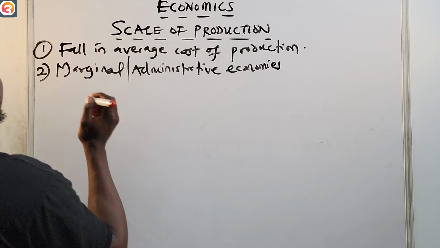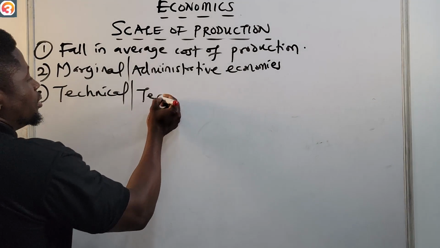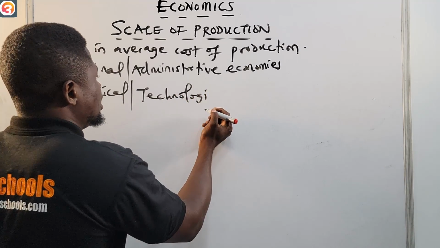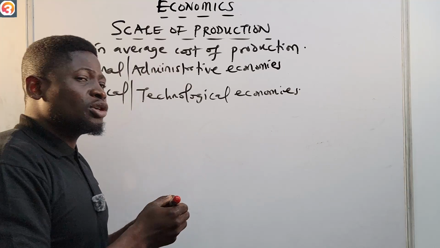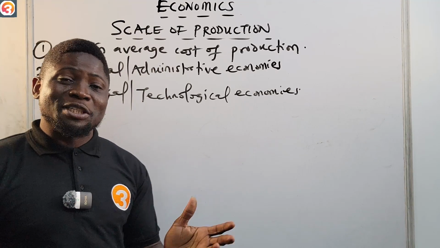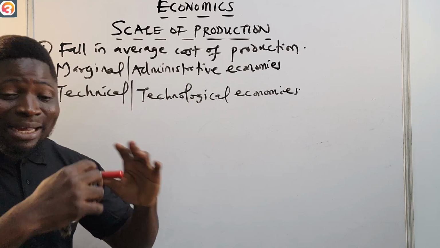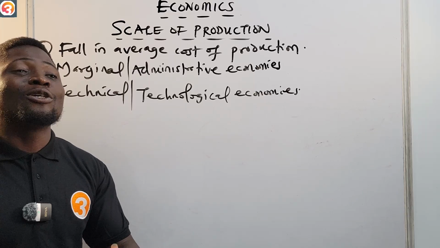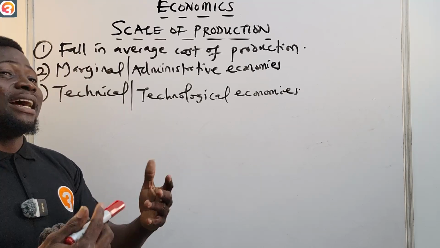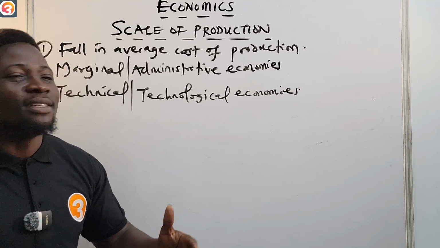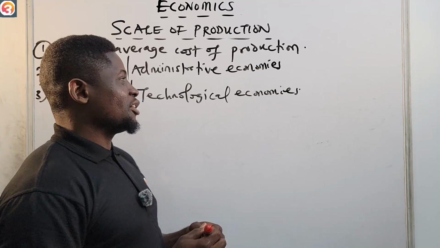Then number 3, we also have technical or technological economies. Of course, they also enjoy technical or technological economies because apart from paying for the best hands, they also have the best machines. They have anything that is designed to make work easier. Any new tech that is in vogue and can boost productivity and efficiency, the firm will be able to afford it. So they also enjoy technical and technological economies.